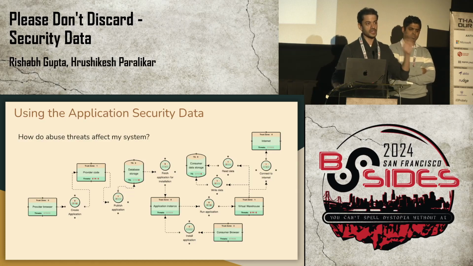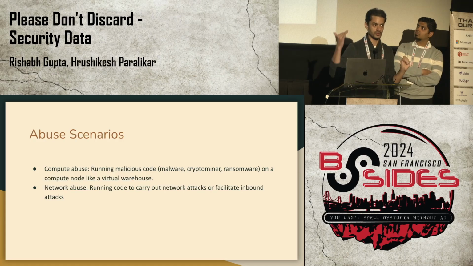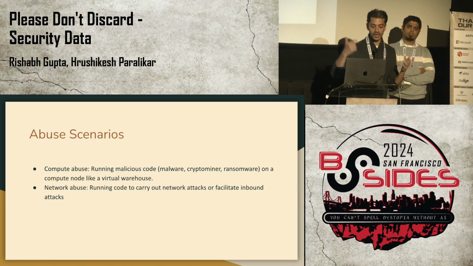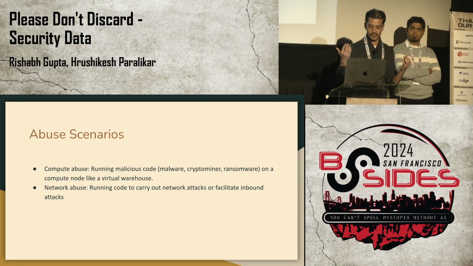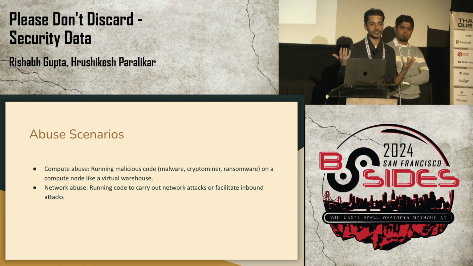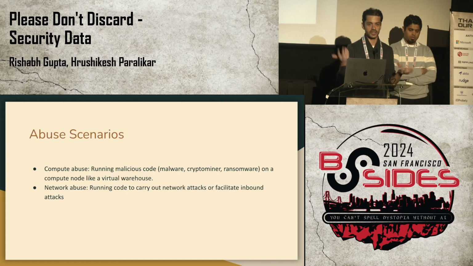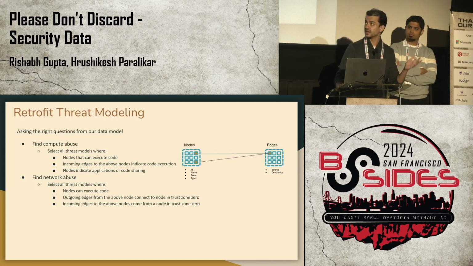So for the sake of this conversation, we'll keep the abuse scenarios limited to compute and network abuse. And a quick definition here: compute abuse is basically running malicious code on any compute node, such as a virtual warehouse that we have in Snowflake. And network abuse is just running any code that can carry out network attacks or facilitate incoming attacks, such as a reverse shell of some kind, right? So with that said, what we built was retrofit threat modeling.